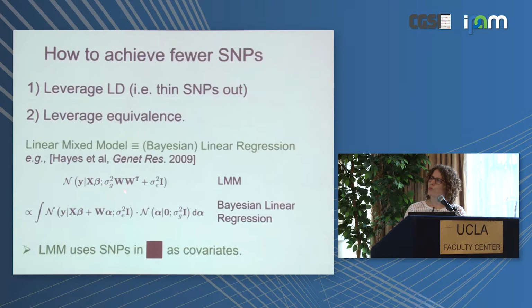So what we thought about at first was just that SNPs are somewhat redundant because of linkage disequilibrium along the chromosomes.